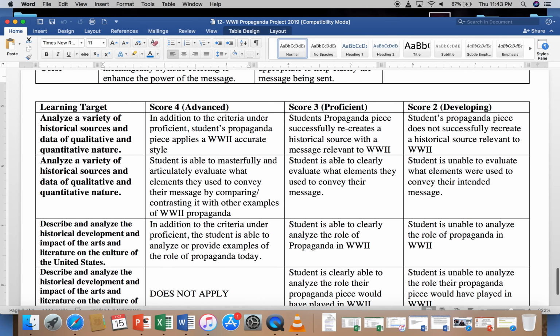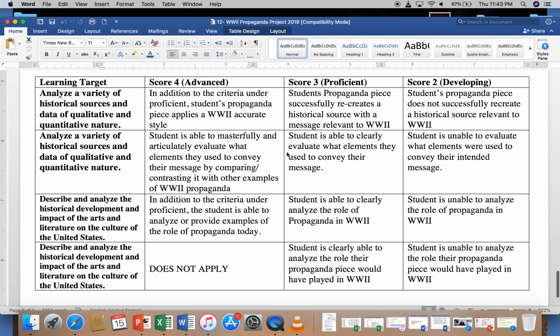Okay, so here are the learning targets. And this is really the part that I use to determine what your overall score in the project is. Right, so for analyze a variety of historical sources, data qualitative and quantitative in nature, to get a 3, the student's propaganda piece must successfully recreate a historical source with a message that is relevant to World War II. So if you do that, that's a 3.